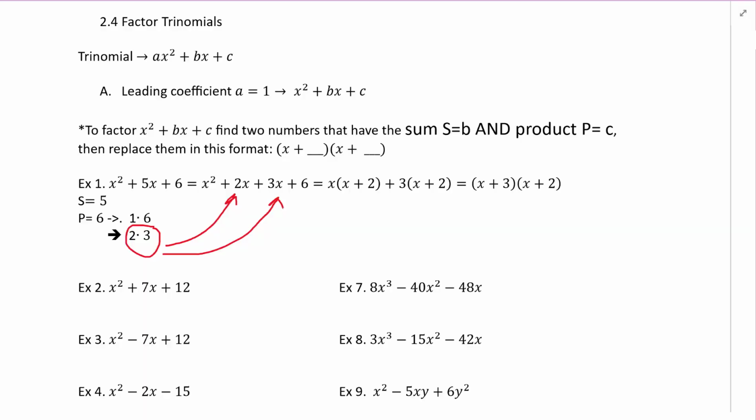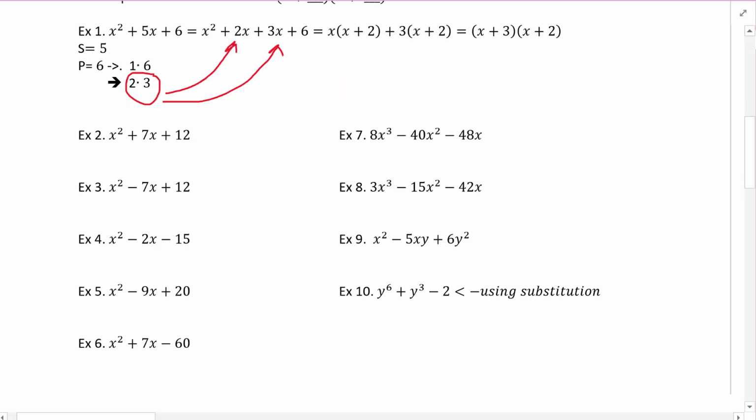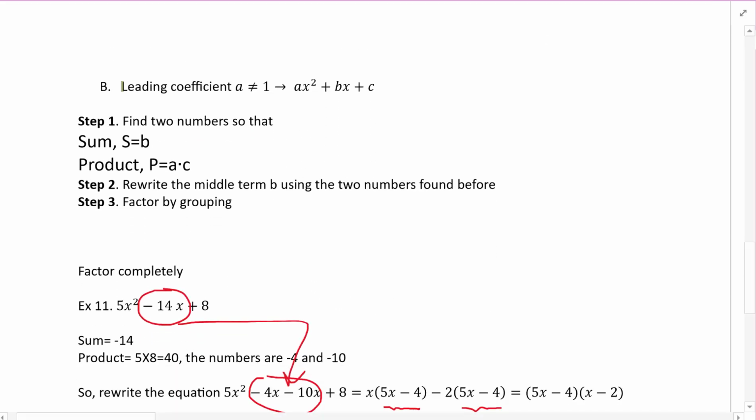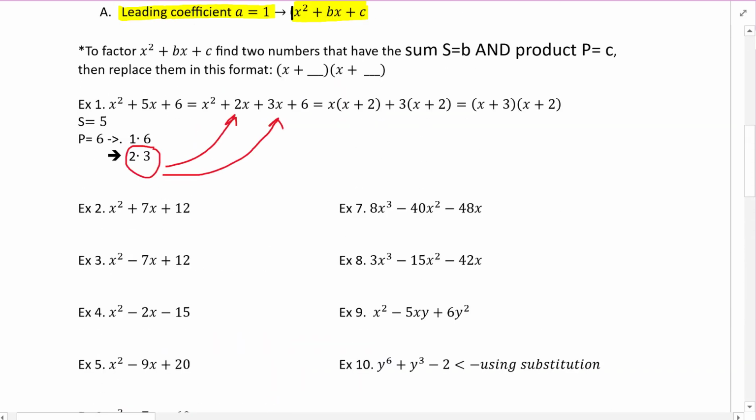In this video, we'll talk about factoring trinomials. A trinomial has the form ax squared plus bx plus c, and we are going to factor trinomials where the leading coefficient is 1, so the trinomial is going to have the general form x squared plus bx plus c, so in front of x squared it's a 1, and we are going to factor trinomials where the leading coefficient is not 1, so we are going to have trinomials of the form ax squared plus bx plus c.